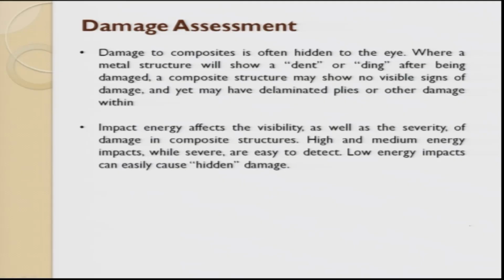So, what are the different types of assessments? The damage of a composite is often hidden, so it cannot be found by the naked eye. What we do is we always go for a non-destructive testing method. A metal structure can show up the dent and the ding after being damaged, whereas a composite structure may show no visible sign of damage and yet may have delaminated plies within it.